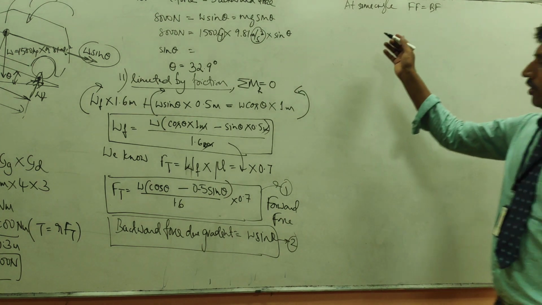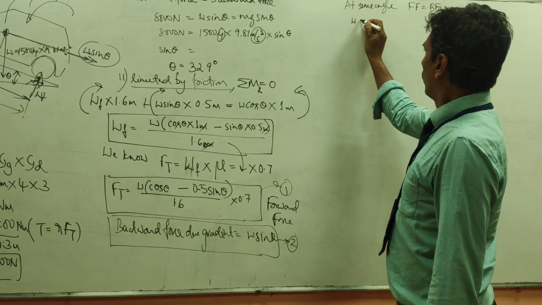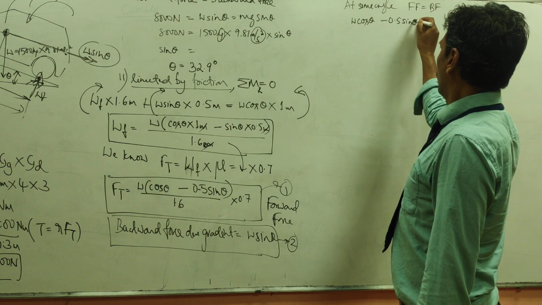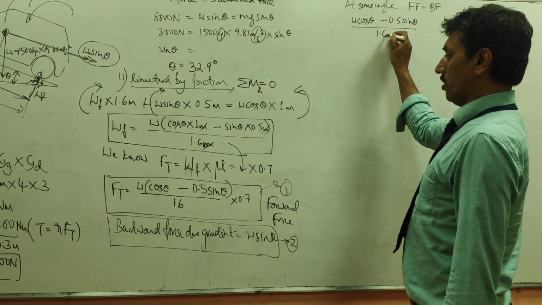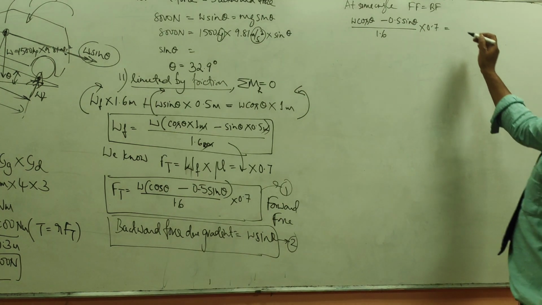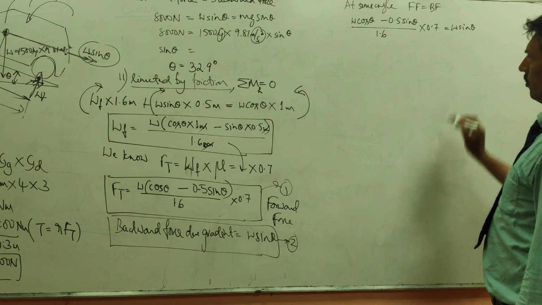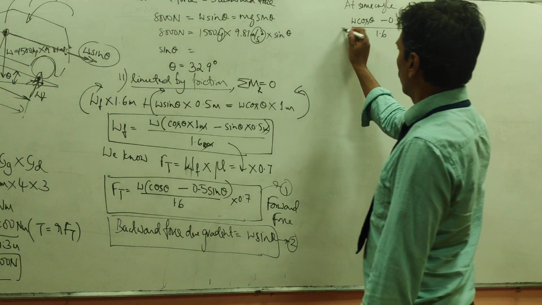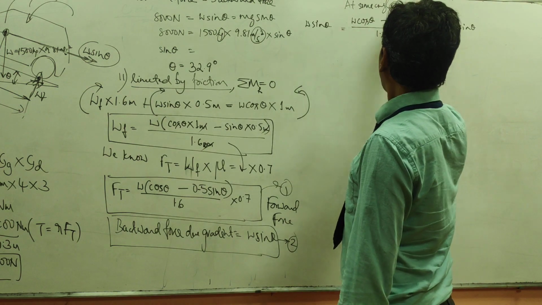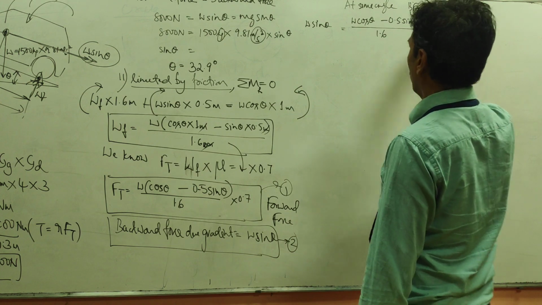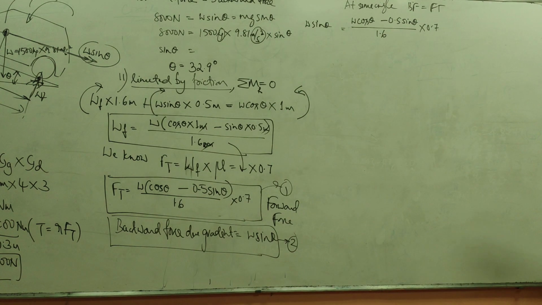So the forward force is equal to W cos theta minus 0.5 sin theta, divided by 1.6 into 0.7. That is the forward force, and it should be equated to the backward force. Or otherwise you can write this on the left hand side. This is the backward force, this is the forward force, but that will make the equation easier to solve, because it is better to have a smaller term on the left hand side.